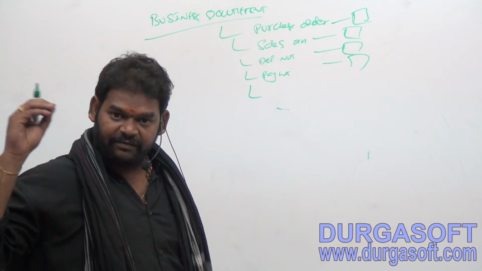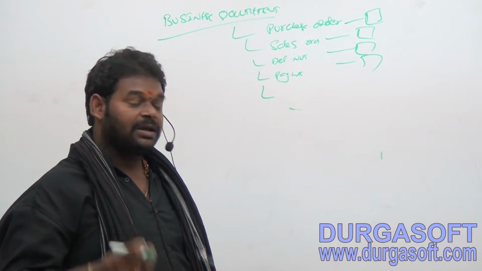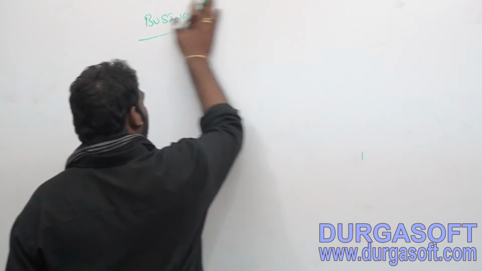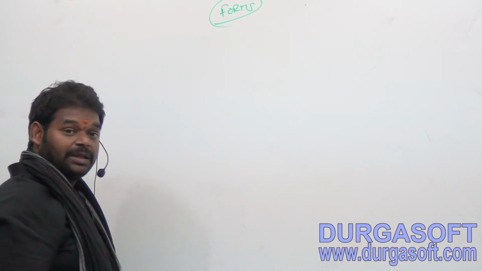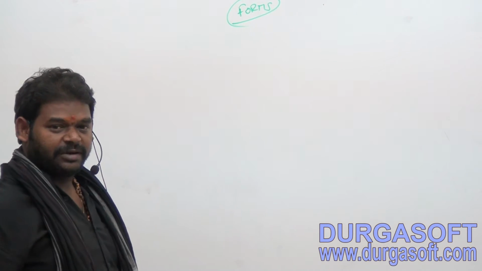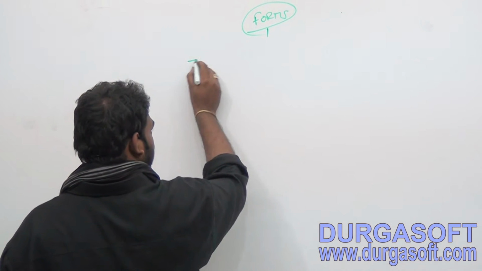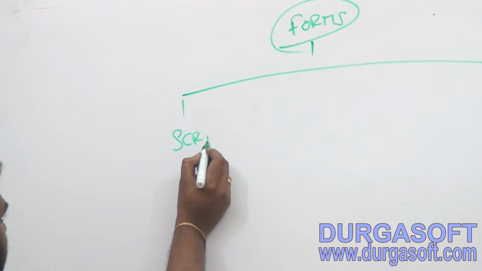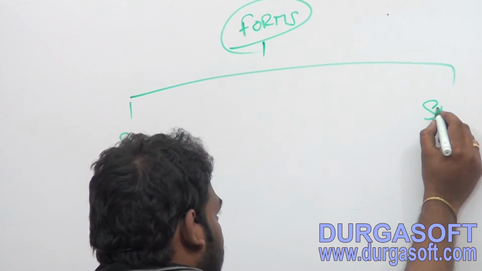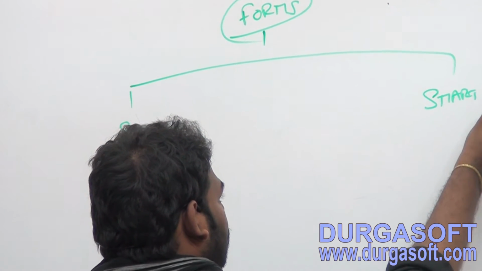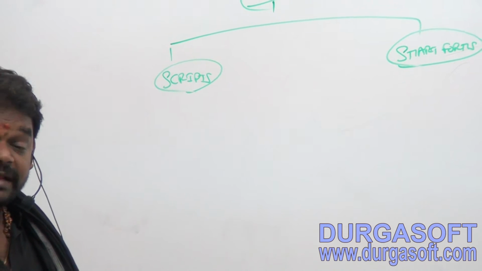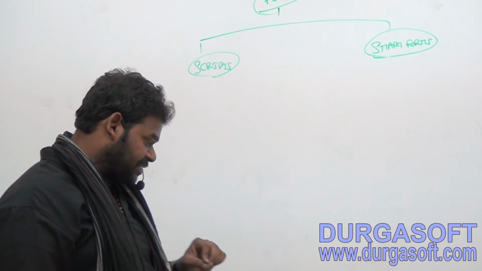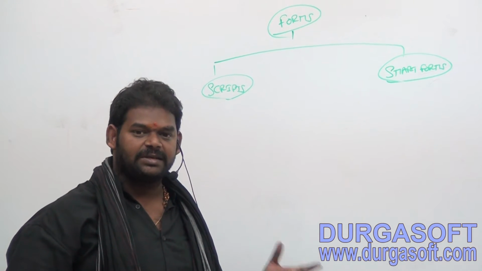Even if the SAP system has that output, if the client is not satisfied with it, then for those business documents we can create the outputs by using forms. Here the forms are separated in two ways in the SAP system. The first one is scripts, and the second one is smart forms. Both are used for the same purpose, but their usage is different. Their preparation is different, but their working is the same.